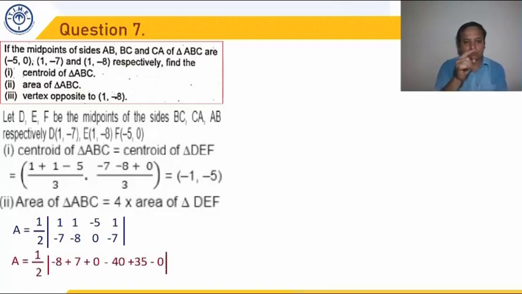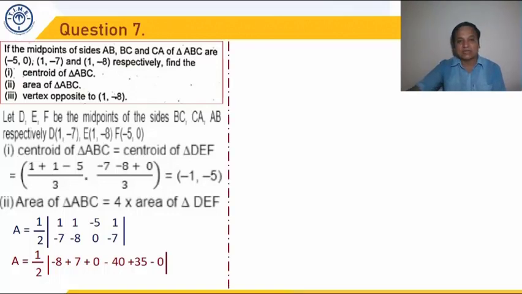Now this is half, minus 8, minus of minus 7 is plus 7, plus 1 into 0 is 0, minus of minus 8 into minus 5 is 40, but we are doing minus, so it's minus 40, plus minus 5 into minus 7 is 35, minus 0. So we have to simplify this expression. Minus 40 plus 35 is minus 5, and minus 8 plus 7 is minus 1. So minus 5 plus minus 1 is minus 6, by 2. Since area cannot be negative, we take positive. It's 6 by 2, that is 3 square units.